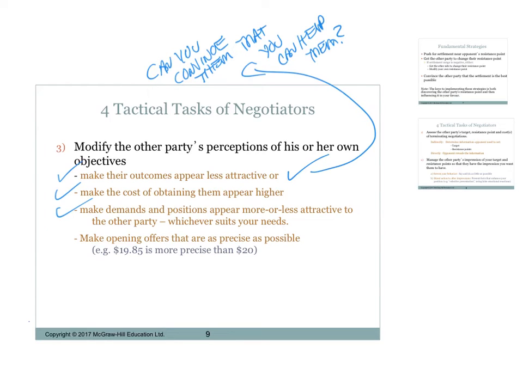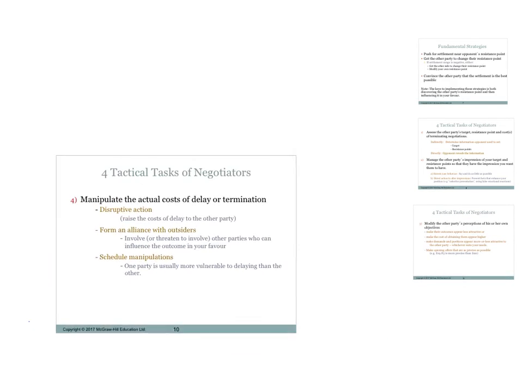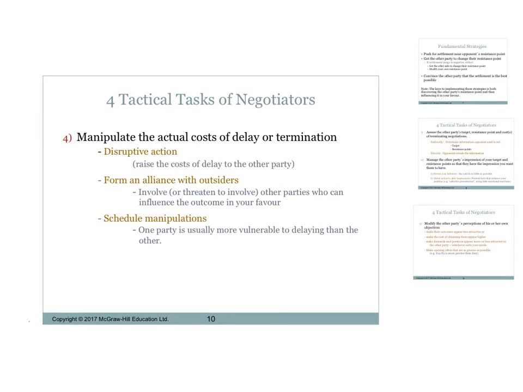And then finally, one of the little things that can be helpful is to make any opening offers really precise. There's something about a precise number that adds more weight to it and seems like actual thought and calculation went into it. And the last tactical task is about manipulating the actual cost of delay or termination. So what you're basically telling your opponent is, if they delay or don't follow through on the negotiation or break off the negotiation, there's going to be problems for everybody.